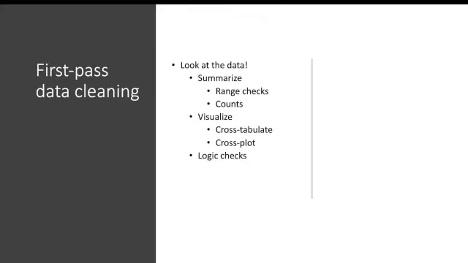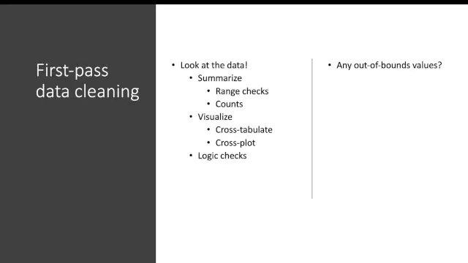The first thing you're going to do is look at the data. So you're going to make some summaries. You're going to look at the ranges of the different numeric values. You're going to look at the counts in the categorical values. And then you're going to visualize. Cross-tabulation is where you take one variable on the columns and one variable on the rows, and you cross-tabulate to see how they align with each other. Cross-plotting is where you put one variable on the x-axis and one on the y, and you can see how they align with each other. This can be very good for logic checks.